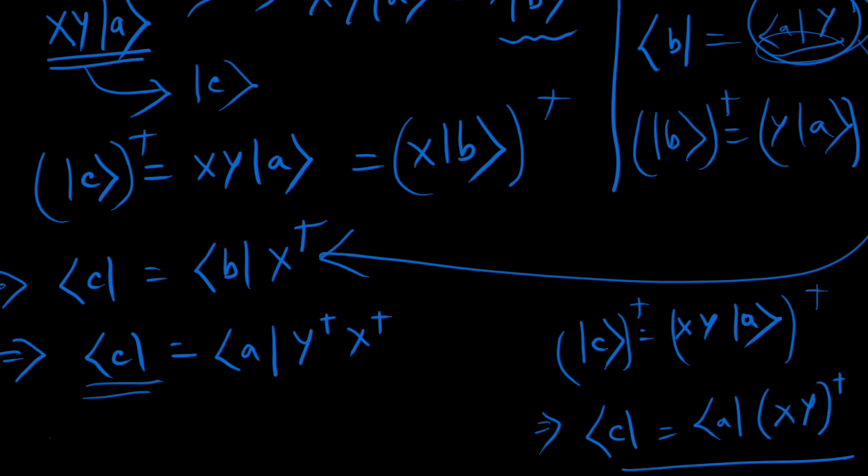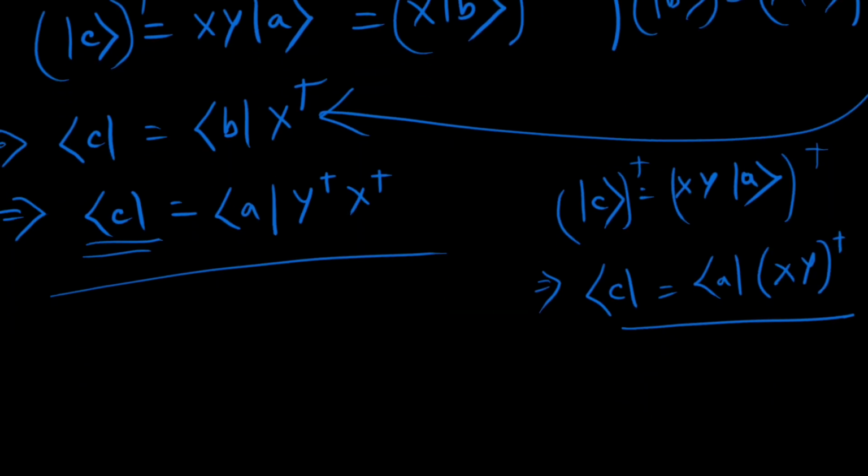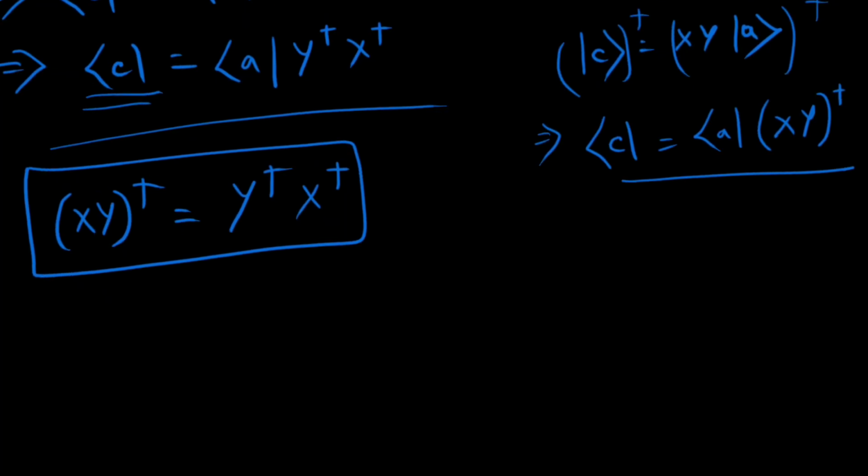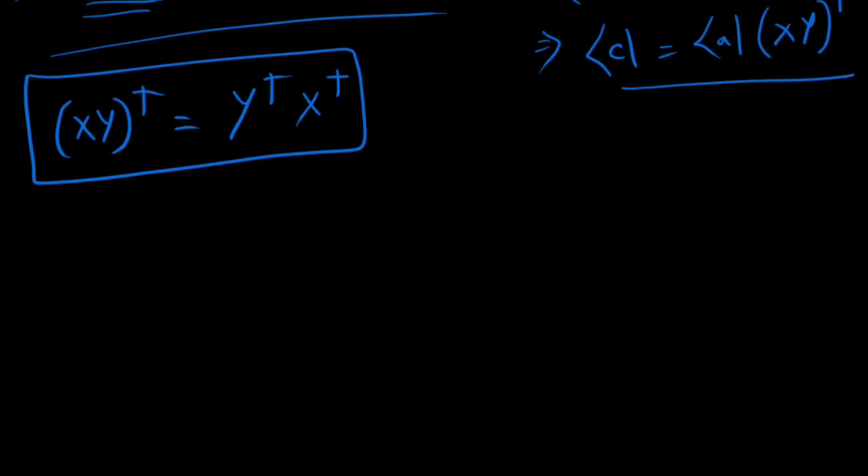So from these two equations, we can write that the Hermitian conjugate of xy would be equal to the Hermitian conjugate of y and the Hermitian conjugate of x. I hope this is clear. In the next question, what is the next question?